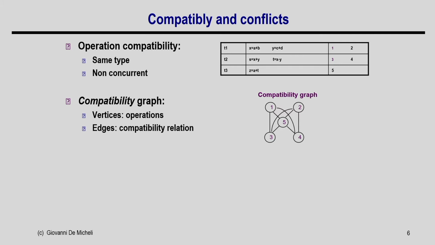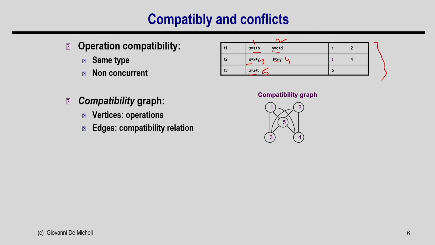Consider a simple scheduled behavior like this. Because I am taking only one type of operator at a time, here I am considering only the operations of type plus, right. Assume this is operation 1, this is operation 2, this is operation 3, this is 4, and this is 5. In time step 1, operations 1 and 2 are scheduled, in time step 2 operations 3 and 4 are scheduled, and in time step 3 operation 5 is scheduled. So, what is compatibility?